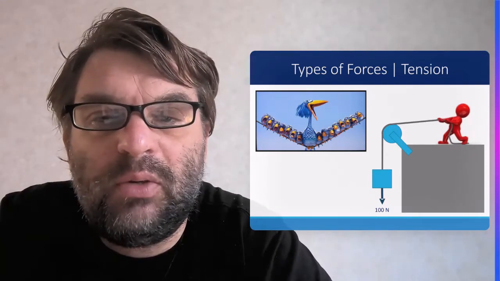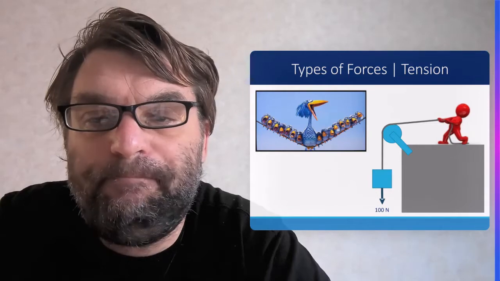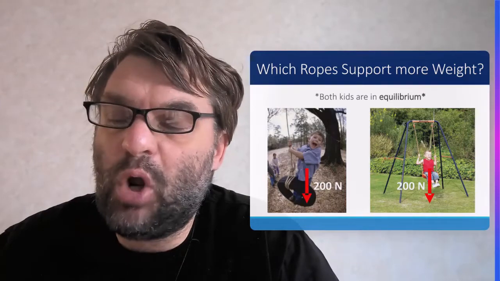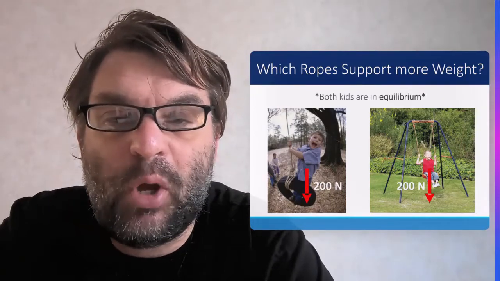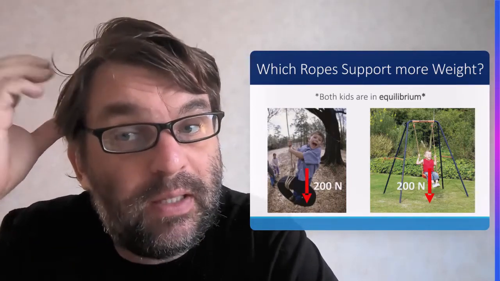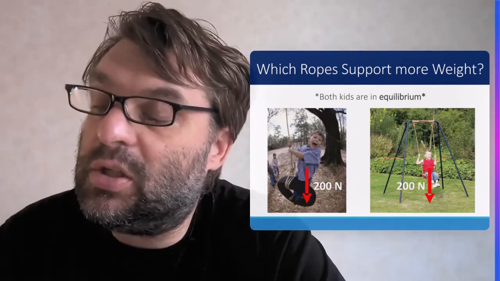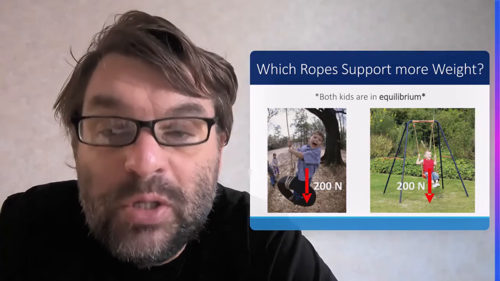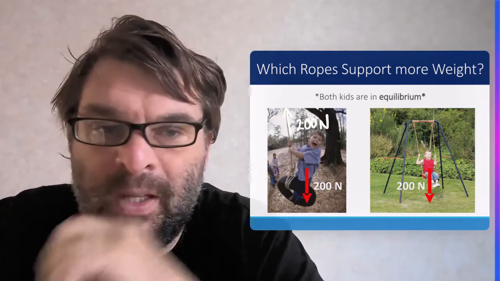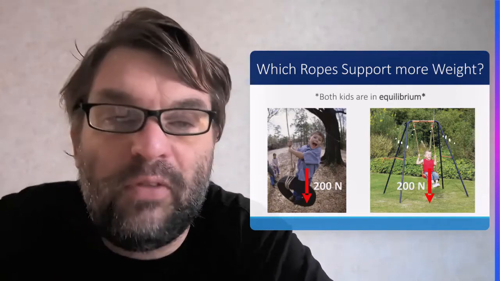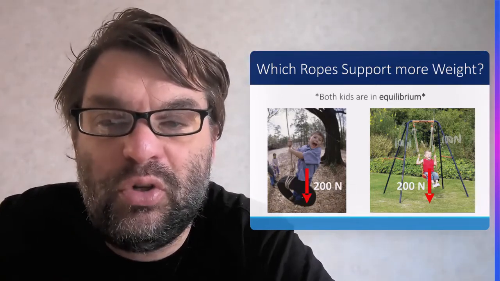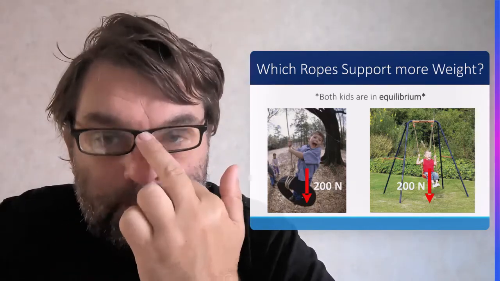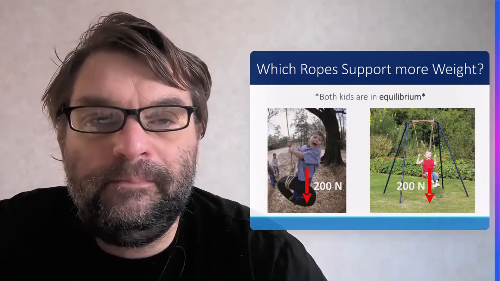It won't necessarily be equal and opposite, it depends if it's in equilibrium or not. So which ropes support more weight? Both kids are in equilibrium, so the net force will be 0. So in the first, the rope will be holding 200 newtons, because it'll be in equilibrium, whereas in the second example, each of those ropes will be holding 100 newtons, because 100 newtons plus 100 newtons equals 200 newtons going up, which balances the weight force going down.